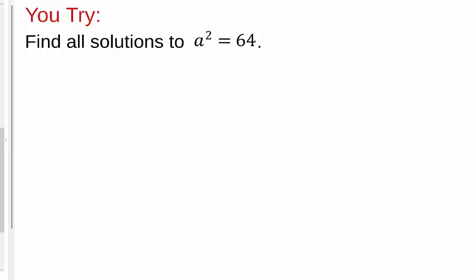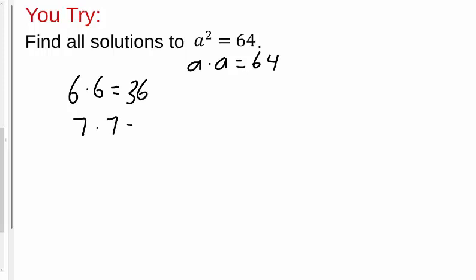All right. So remember that a squared equals 64. A times a is equal to 64. Now, let's go on from our example and do it the brute force way real quick. We know that 6 times 6 is 36, so we know it's not less than 6. We know 7 times 7 is 49. We know 8 times 8 is 64, and that's what we want. So we know that A equals 8.